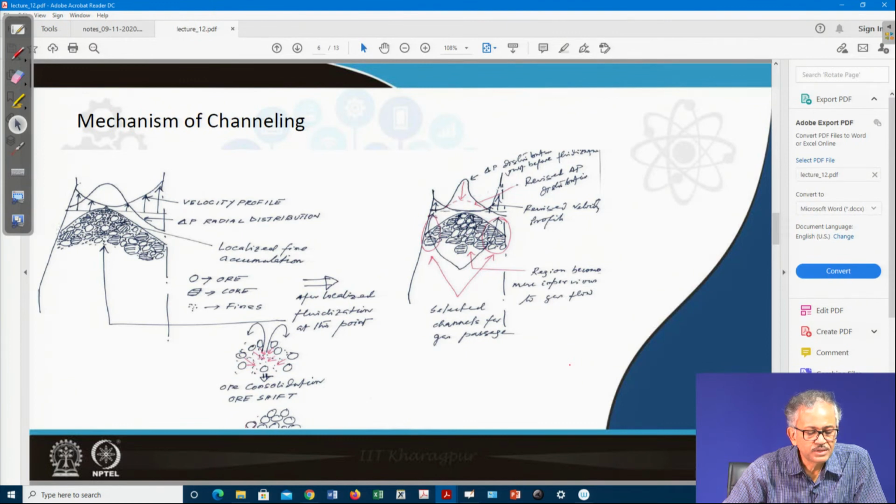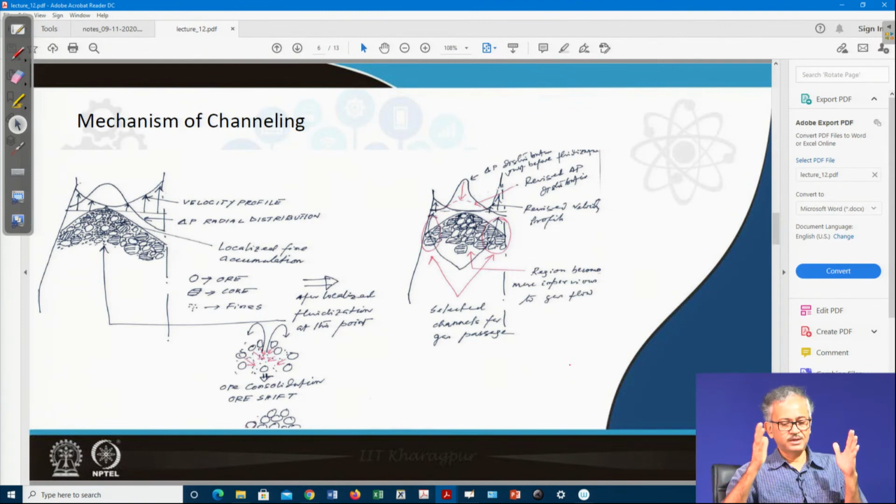Away from it, the fines are less in the center and the periphery, and in the center and periphery the coke percentage is also high. As a result, these are more permeable, and fines are less. The middle region I showed you is less permeable, but gas is still passing through it.